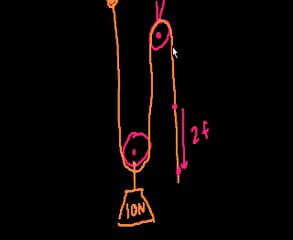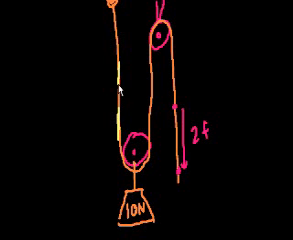But if this length of rope is getting 2 feet shorter, what is this length of rope getting? Well, this entire length of rope is also going to get 2 feet shorter, right? This entire length of rope right here. But this entire length of rope is split between this side. Let me do it in a different color.